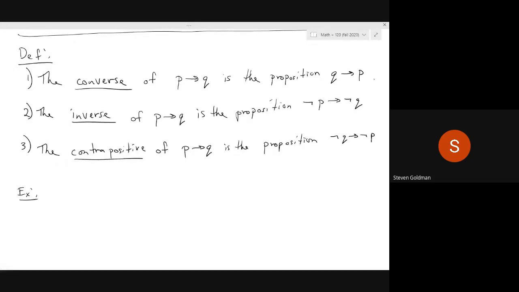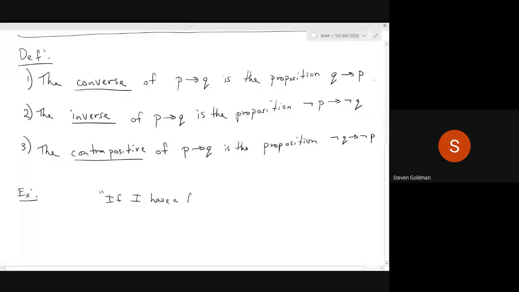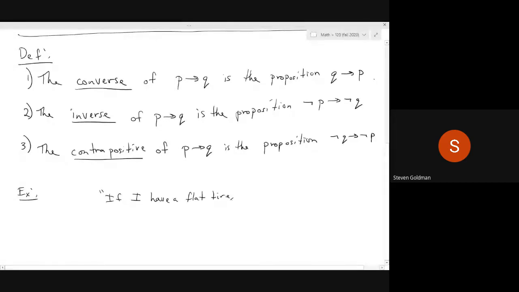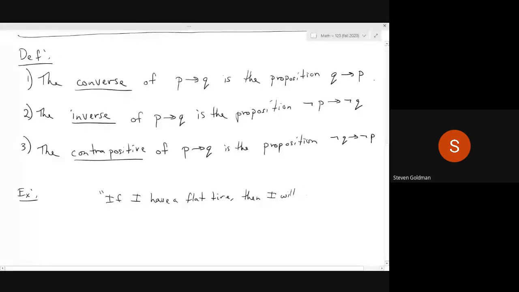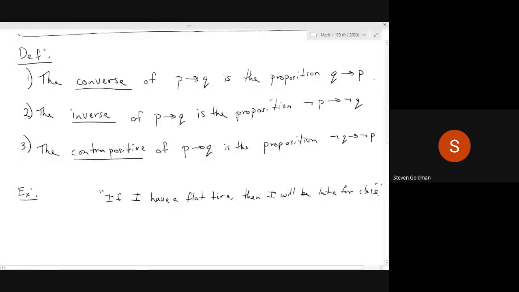So for example, let's say we had a proposition as follows. A proposition, let's say, is the sentence: if I have a flat tire, then I will be late for class. So this is a conditional statement here.